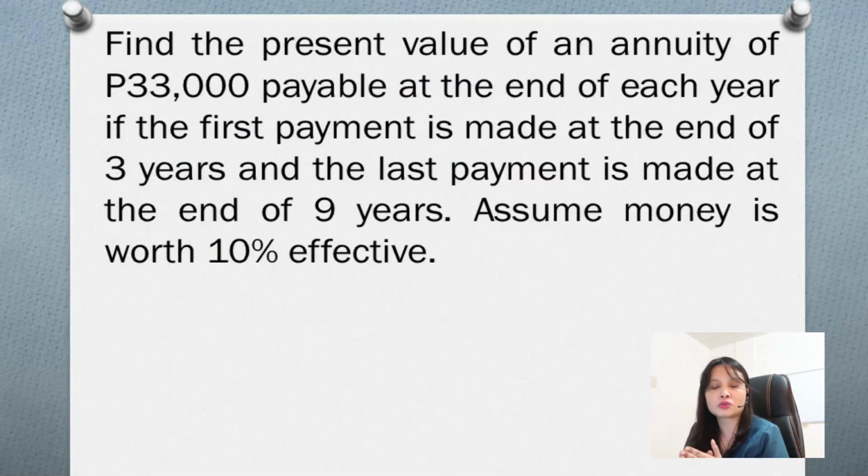Okay. So same thing with this one. Find the present value of annuity of 33,000 payable at the end of each year if the first payment is made at the end of 3 years and the last payment is made at the end of 9 years. Assume money is worth 10% effective. So we need to solve for present value.